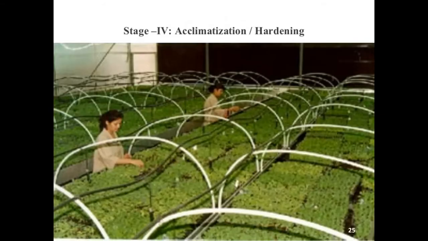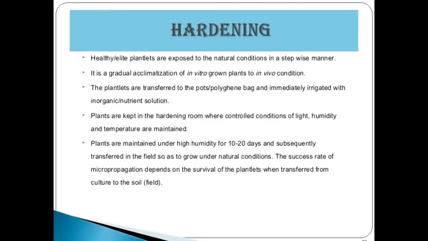Okay. Now the next one is acclimatization. Acclimatization is hardening. So what will happen in hardening? Hardening is the process where the plantlets are exposed to natural conditions in a stepwise manner. So it is the gradual acclimatization of in vitro grown plants to in vivo conditions. The plants are transferred to pots or polythene bags and immediately irrigated with inorganic or nutrient solutions. Okay. Now the plants are kept in the hardening room where controlled conditions of light, humidity and temperature are maintained, as we discussed earlier.